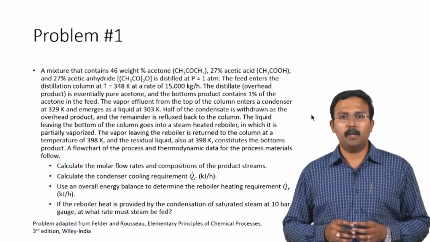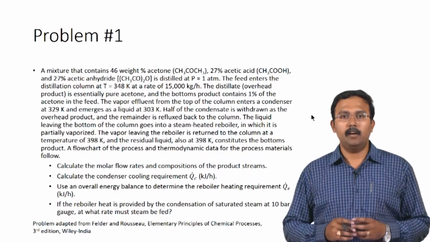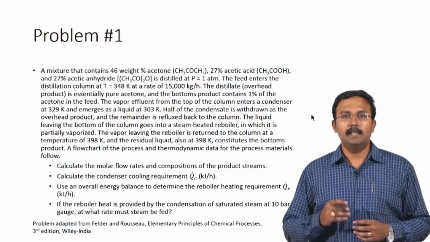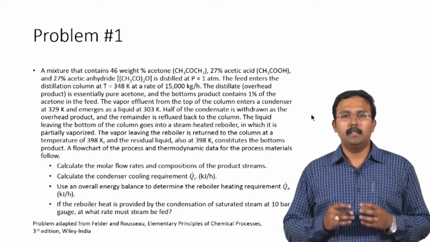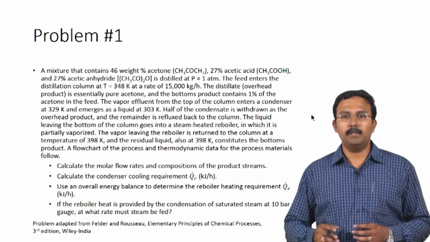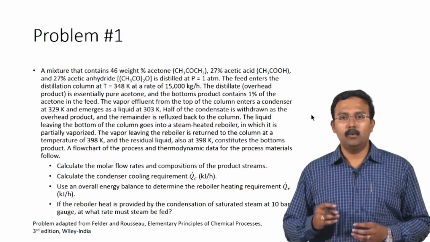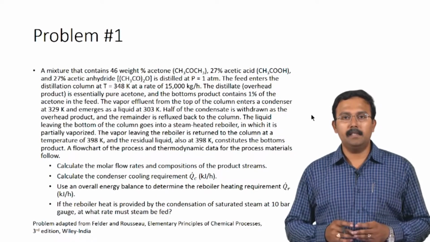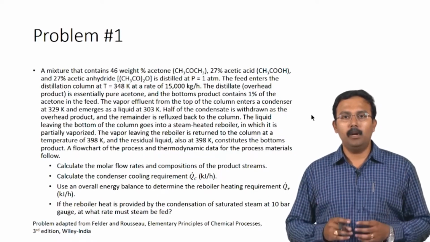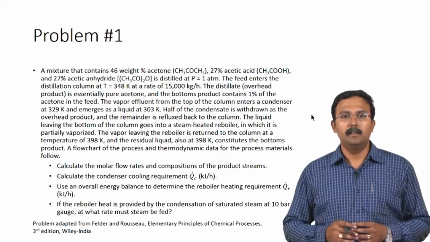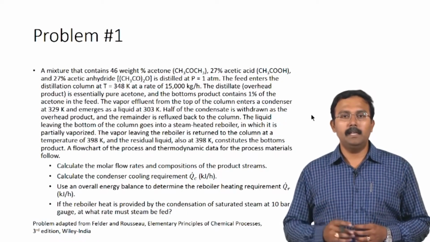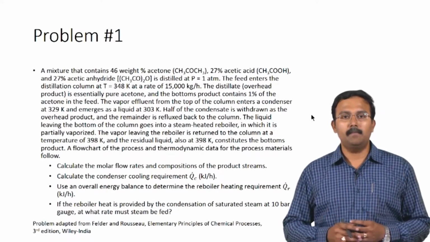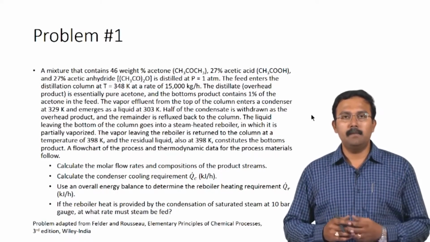A flow chart of the process and the thermodynamic data of the process materials are given here. Based on that, you are expected to calculate the molar flow rates and the composition of the product streams, and the condenser cooling requirement. Then, using the overall energy balance, determine the reboiler heating requirement QR. If the reboiler heat is provided by the condensation of saturated steam at 10 bar, at what rate should the steam be fed?